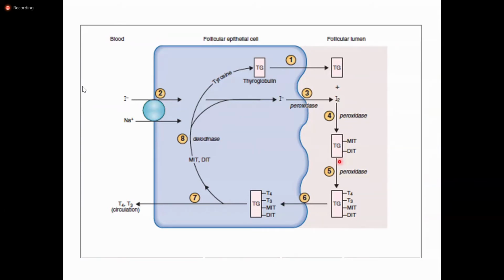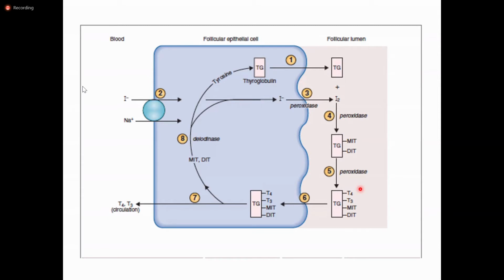Now the third function of the peroxidase enzyme is called the coupling reaction. What is the coupling reaction? You would add one monoiodotyrosine to couple with another diiodotyrosine. So if one monoiodotyrosine couples with the diiodotyrosine, it will form triiodothyronine, which is T3. And if a diiodotyrosine is going to couple with diiodotyrosine, it will form tetraiodothyronine, which is T4. So peroxidase also is going to catalyze this reaction where you are going to form T4, T3, monoiodotyrosine and diiodotyrosine. But they are still attached to the molecule of the thyroglobulin. You have formed the T3 and T4, but they are still attached with the thyroglobulin molecule.